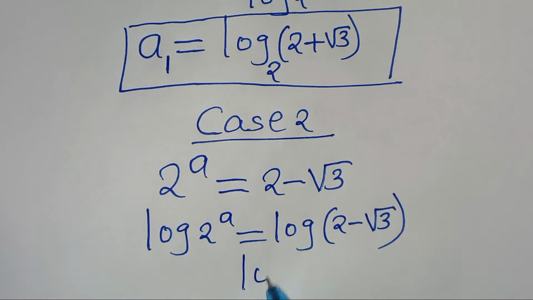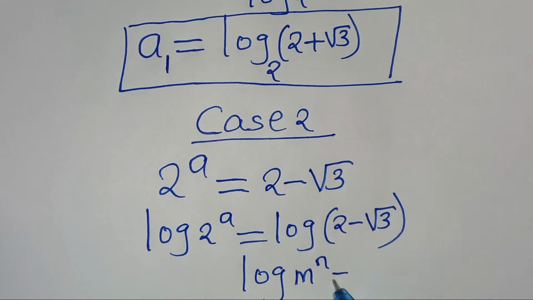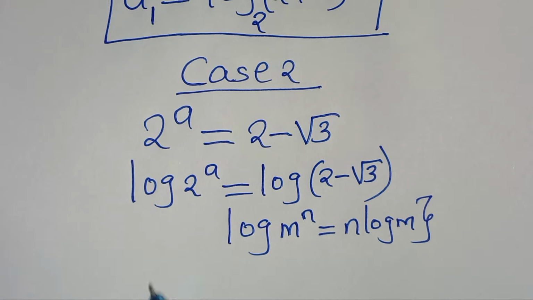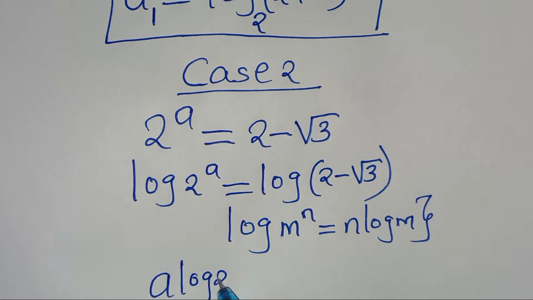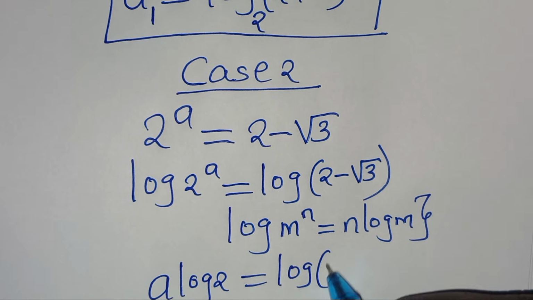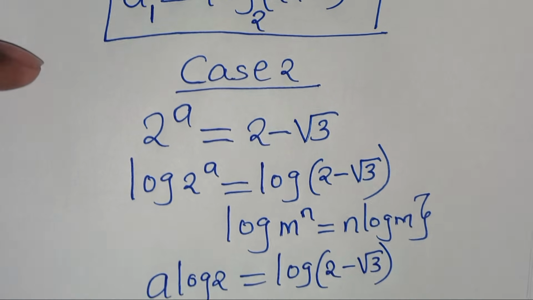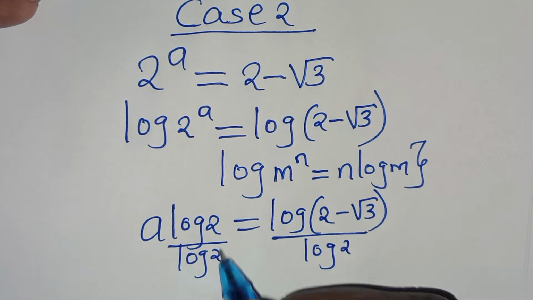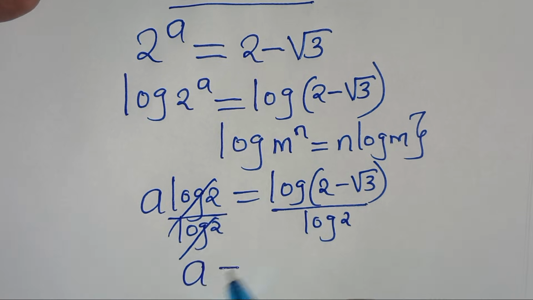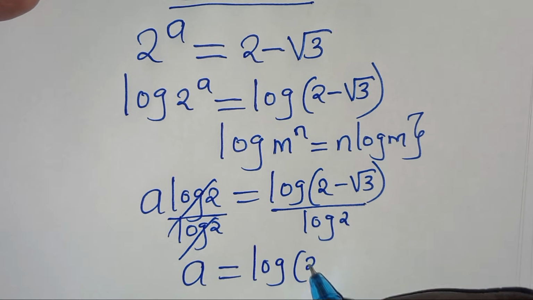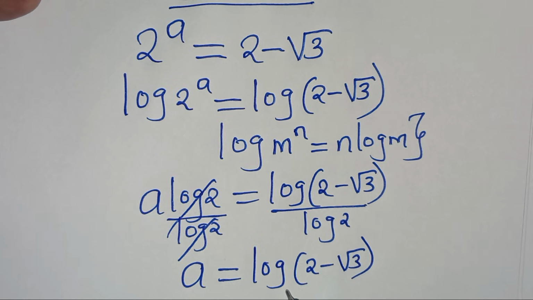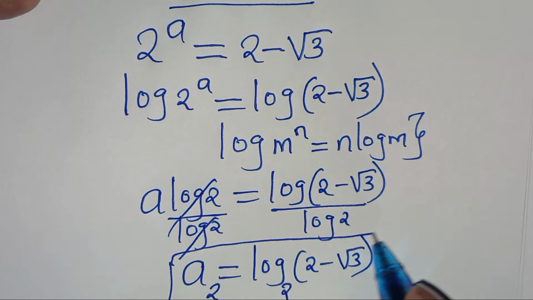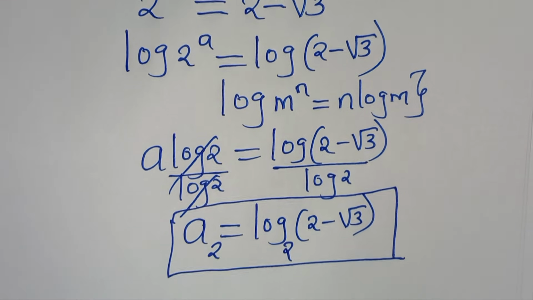This is in the form of log m to the power of n, which can be expressed as n log m. Applying this property, we have a log 2 equal to log of (2 minus the square root of 3). So let's divide both sides by log 2, and this implies that a is equal to log of (2 minus the square root of 3) to base 2. So this is the value of a2. Now let's verify that a1 and a2 satisfy the equation.